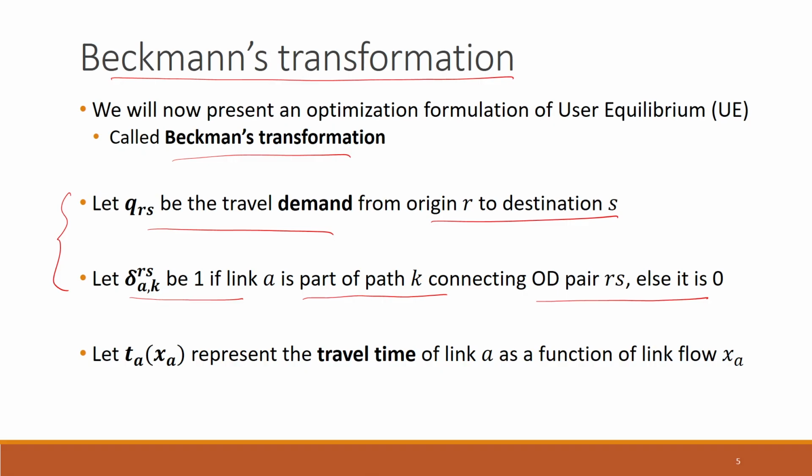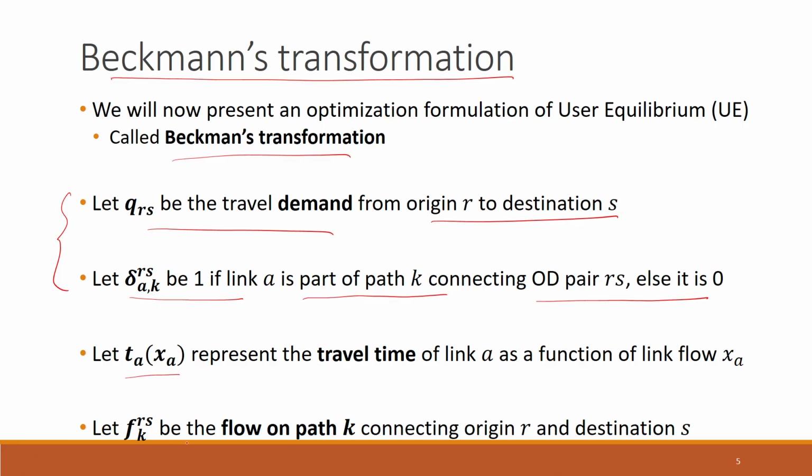So let us define the travel time of link A as a function of flow XA by t(XA). The travel time functions are given for each link, but since the flow through each link is not known before solving the user equilibrium problem, the travel time on each link is also not known until you solve the optimization problem.